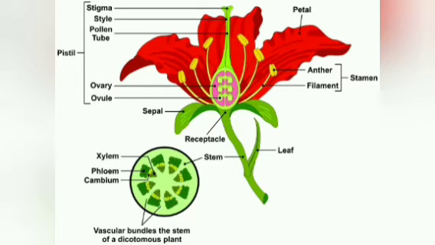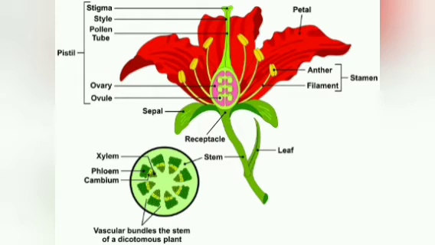We have the stem, we have the receptacle or thalamus, and this is where all the flower parts are attached. So that is the receptacle or thalamus. Then we have the sepals, which are the green leafy part of the flower. Then we have the colorful part, which is the petal or the corolla. Then we have the male part, which is the stamen, and then the female part, which is the pistil.